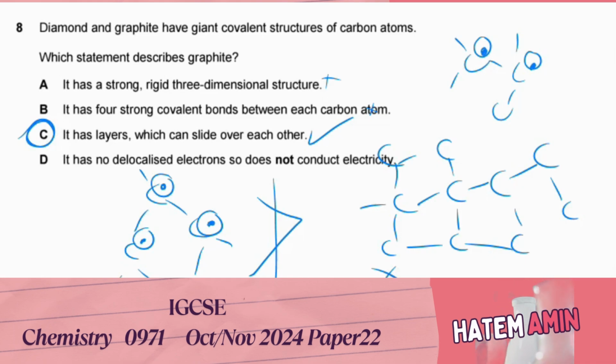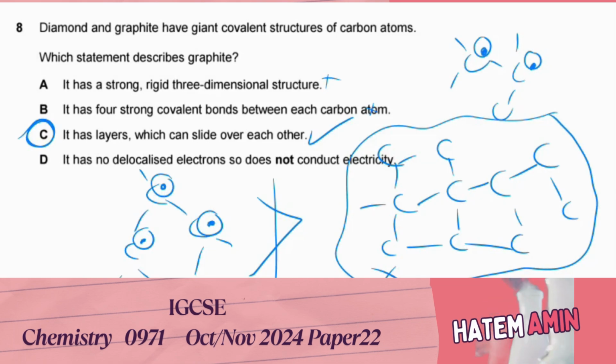Diamond cannot conduct electricity, but as it has a very strong network, it is a very rigid and very strong compound, stronger than the giant structure of graphite.